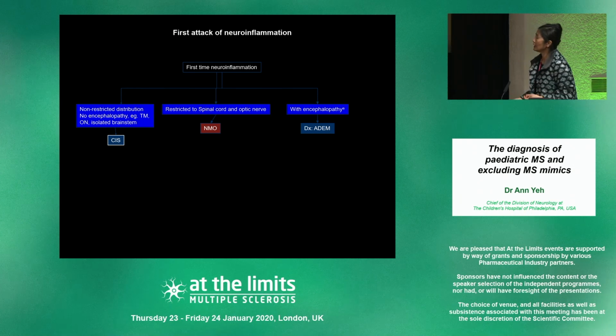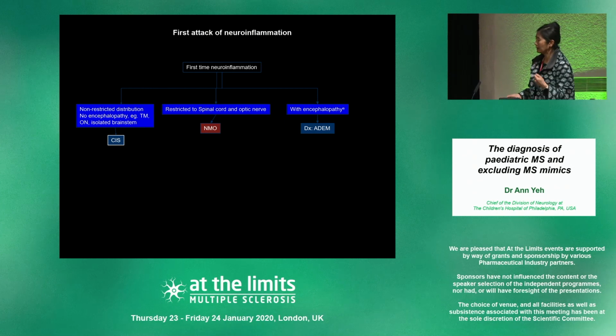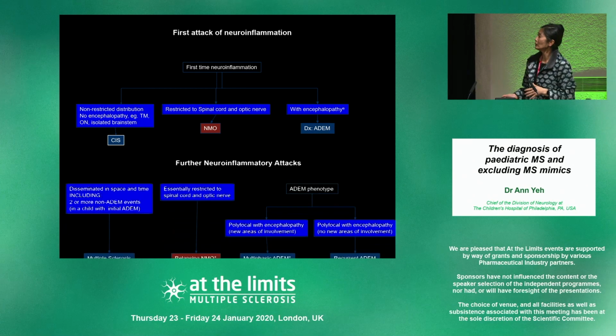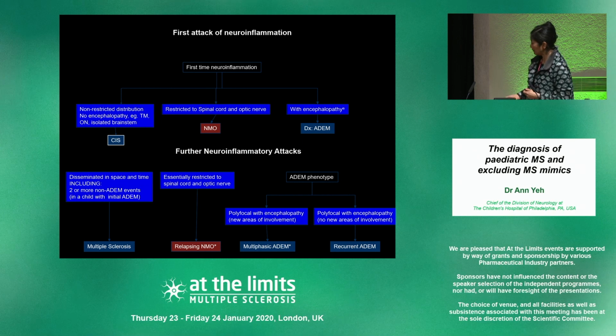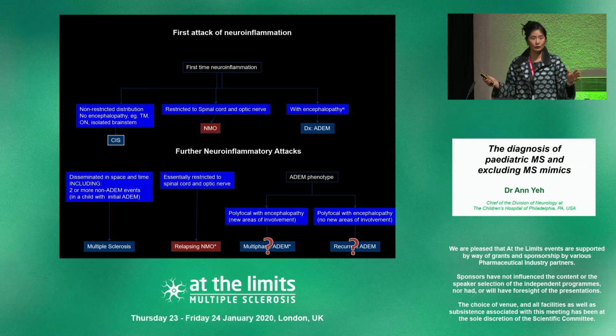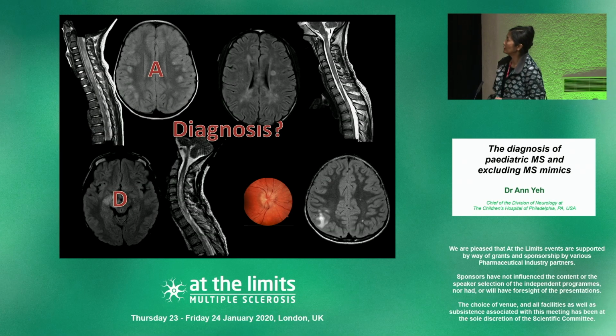And so the categories as they came out about 15 years ago were that there were monophasic disorders and then there were recurrent disorders. And they constituted things like neuromyelitis optica, which everyone in the audience is familiar with, acute disseminated encephalomyelitis, and MS. And then if you had further episodes, you might have something called multiphasic acute disseminated encephalomyelitis or recurrent acute disseminated encephalomyelitis. Now, these are historically used, but our categories have changed so much now, and this is really what we want to talk about.